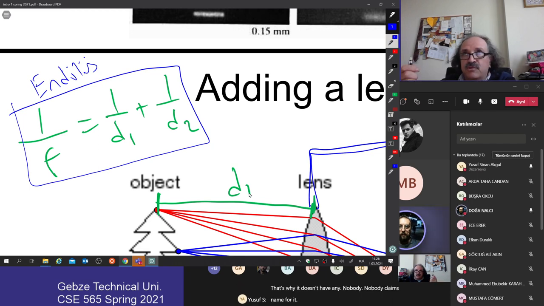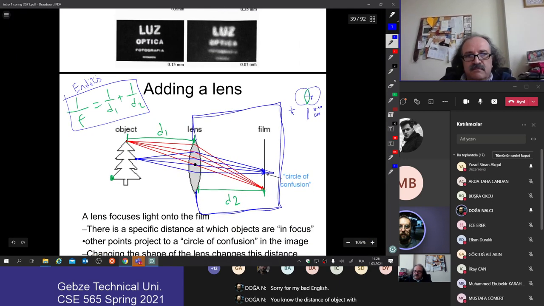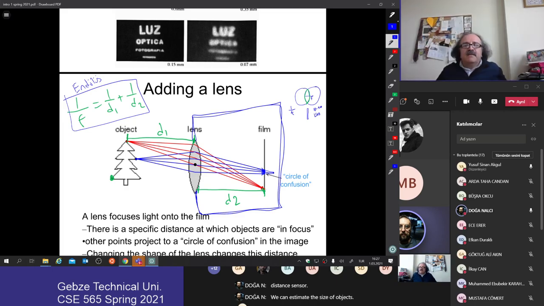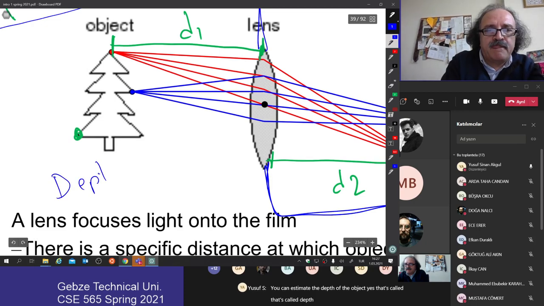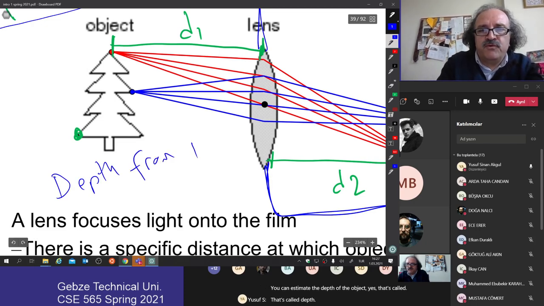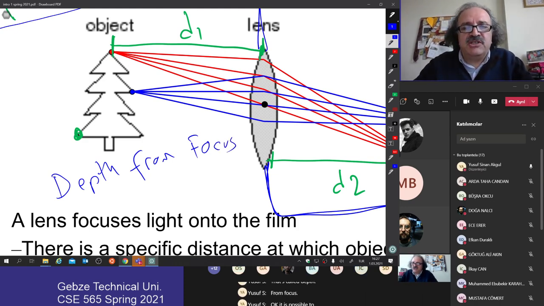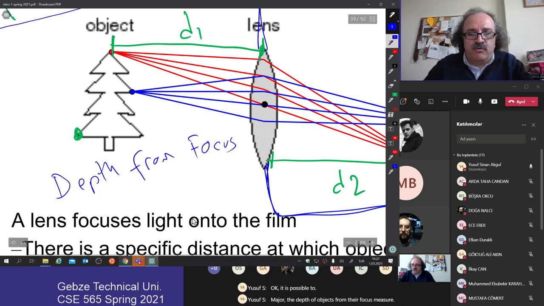Can I ask a question? Sure. Sorry for my bad English. If you know the distance of the object with a distance sensor, only a distance sensor, can we estimate the size of the object? You can estimate the depth of the object, yes. That's called depth from focus. Okay, it is possible to measure the depth of objects from their focus measure. Okay, and it's a field of computer vision.